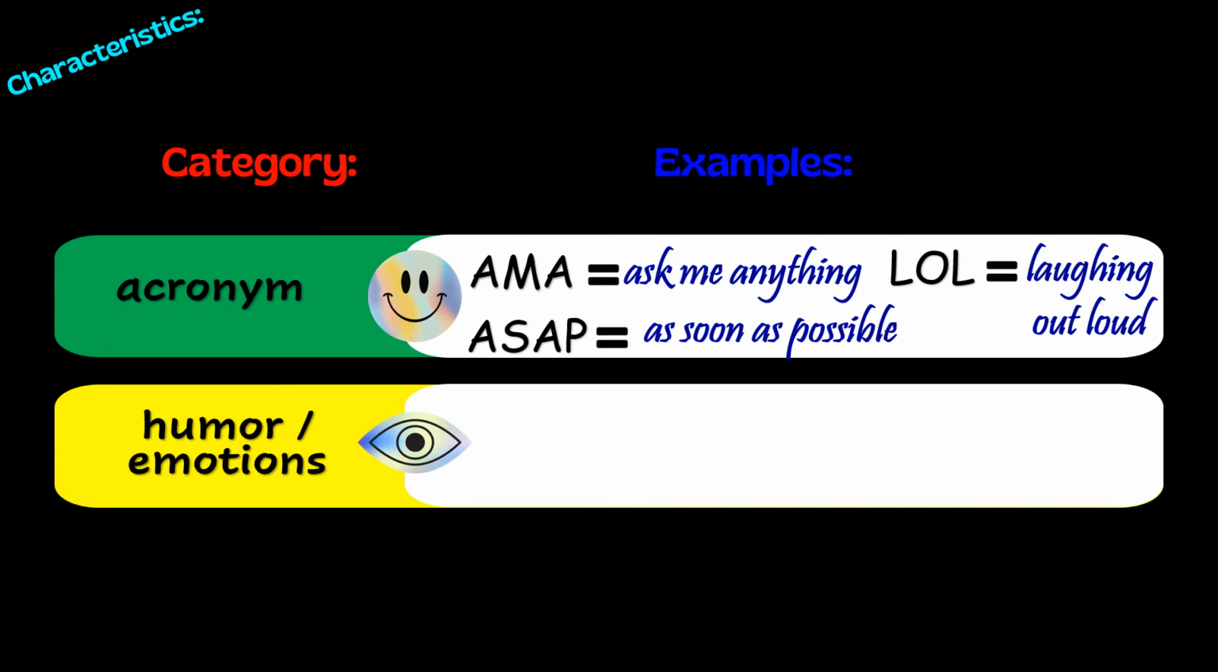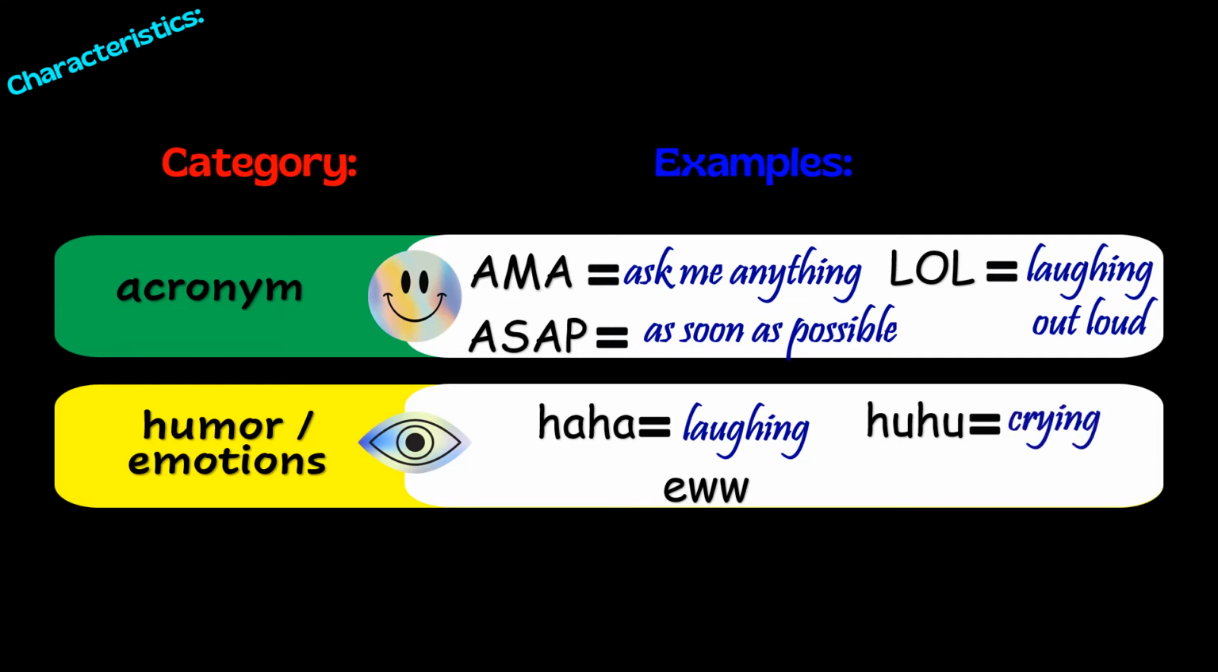Humor or emotions: haha, hoho, ew. This means laughing. This means crying. This means you're disgusted. Now next time you send a message, try typing these, but not always.